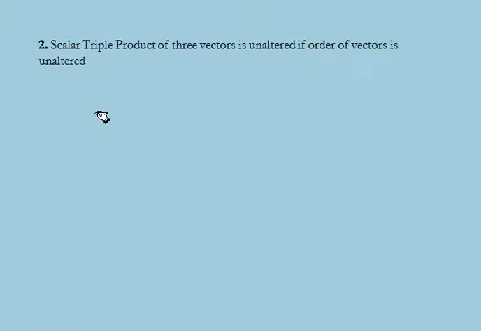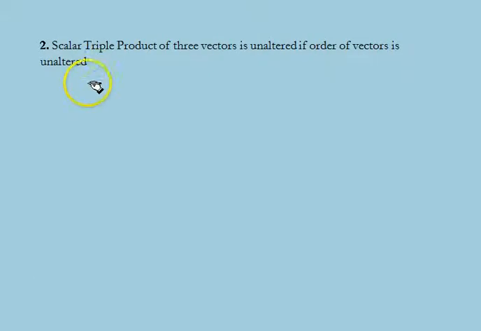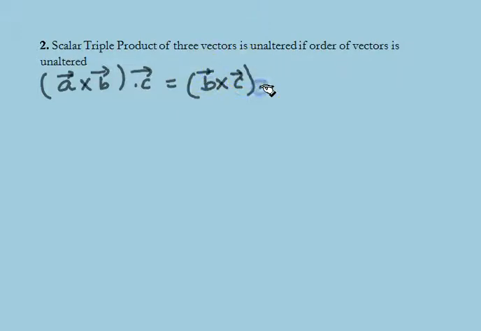Next we have another property in which the scalar triple product of three vectors is unaltered if the cyclic order of the vectors remains unchanged. That is, A cross B dotted with C is equal to the cross product of vector B and C multiplied by vector A to obtain its scalar product, and this is equal to the scalar product of the vector product of C and A with vector B.